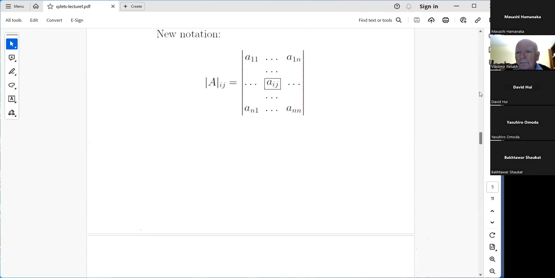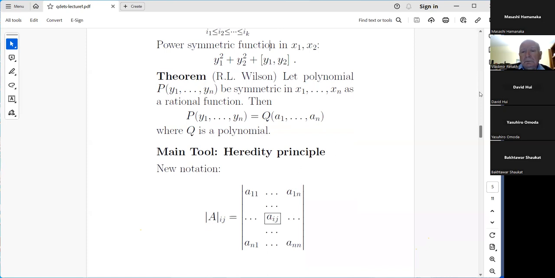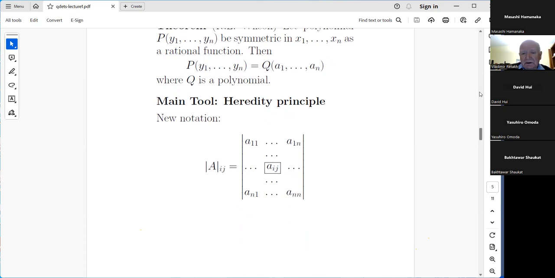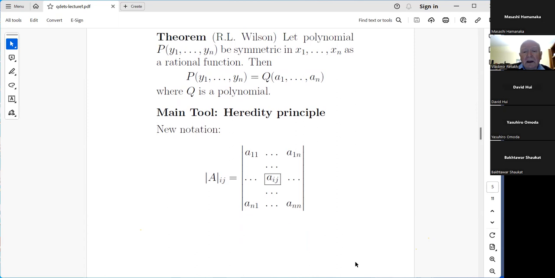Okay, and I will go to just the main tool of all proofs on this. It's the so-called heredity principle, or non-commutative Sylvester identity, and so on. I will change my notations just to make it shorter. When I have a_ij, instead of this I can just write this matrix, and I will just box the leading element of this quasi-determinant, and it defines it completely. So in some cases it's easier to write this by using this box.